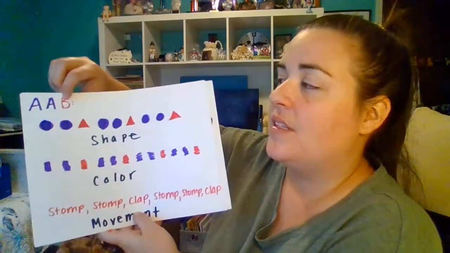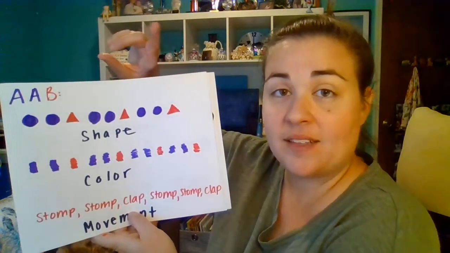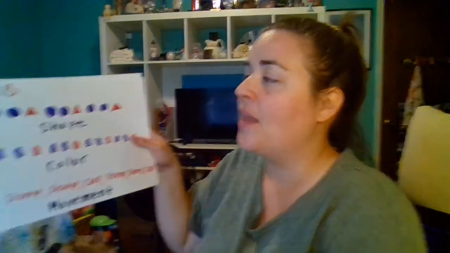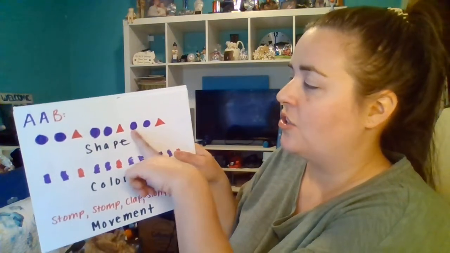All right, and our next pattern is called an AAB pattern. So again, this pattern has two objects in the pattern, but they're in a different order, okay? So let's talk about it. Circle, circle, triangle. Circle, circle, triangle, circle, circle, triangle.